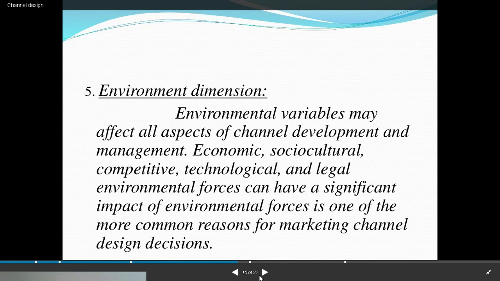Now, environmental dimensions. The environmental dimensions help in development and management. It focuses on the economic, social, cultural, competitive, technological, and legal environmental forces, which are one common reason for marketing channel design decisions. So all these things come from the environment. What are the economic conditions in the market? What is the social culture? Who are the competitors? What technological things are we using? What are the legal environmental forces? All these things are related to the environmental dimensions.